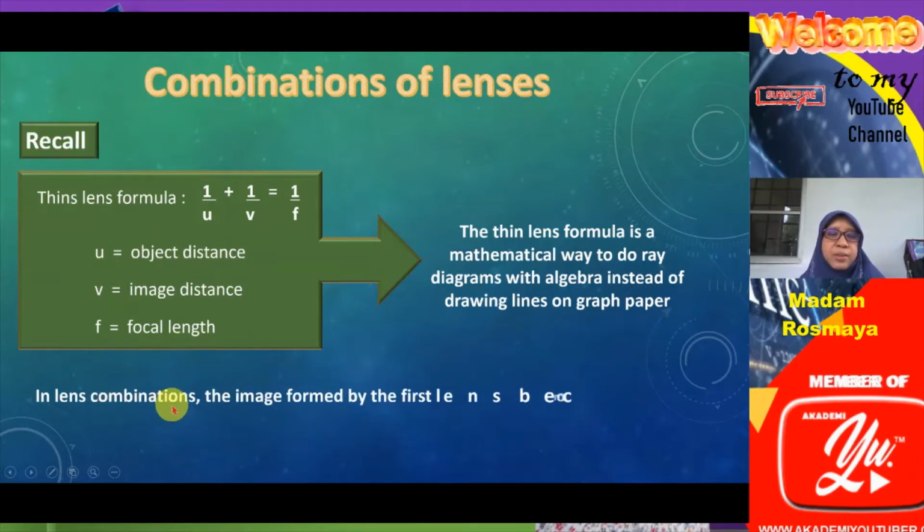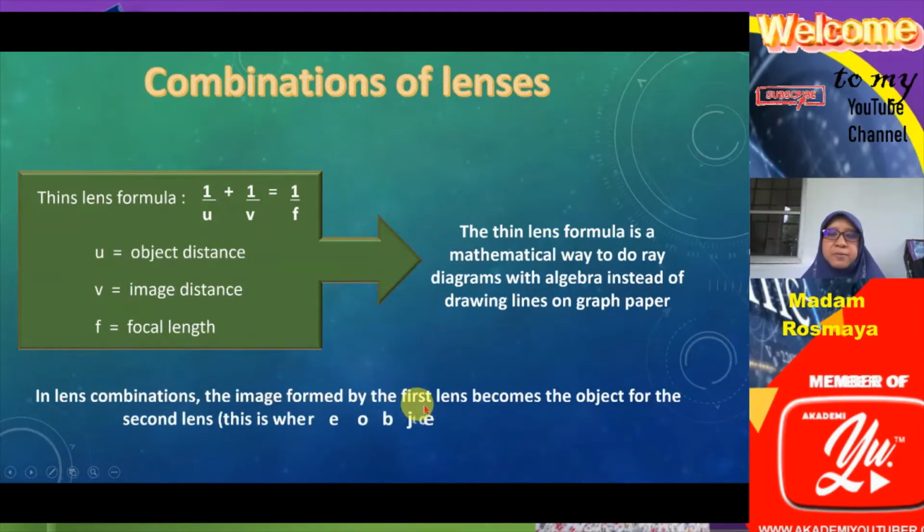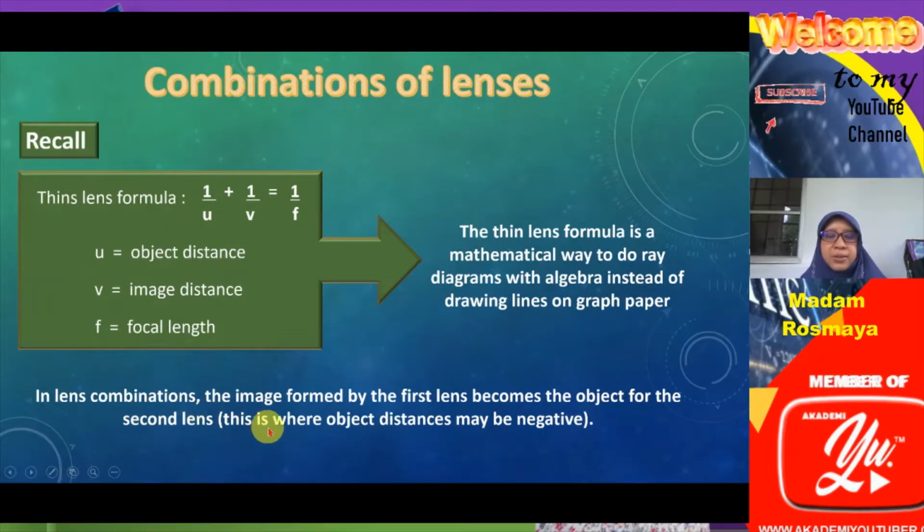In lens combinations, the image formed by the first lens becomes the object for the second lens. So this is where object distances may be negative. From what you've learned before in Form 4 and Form 5, usually u is always positive in your problem solving. But for Sem 3 Physics, we are going to discuss topics where u is negative.